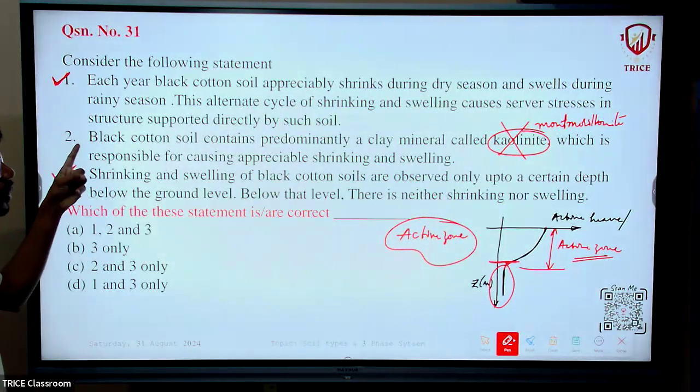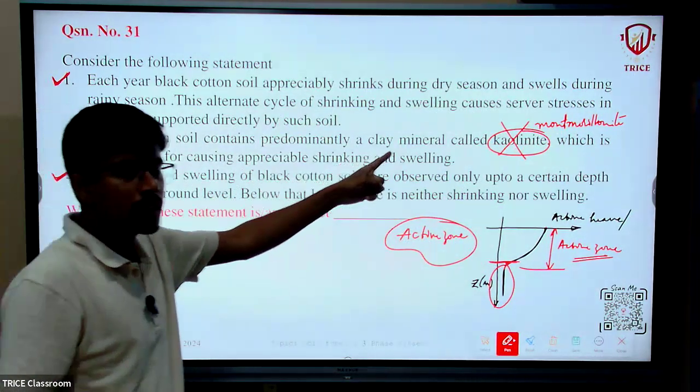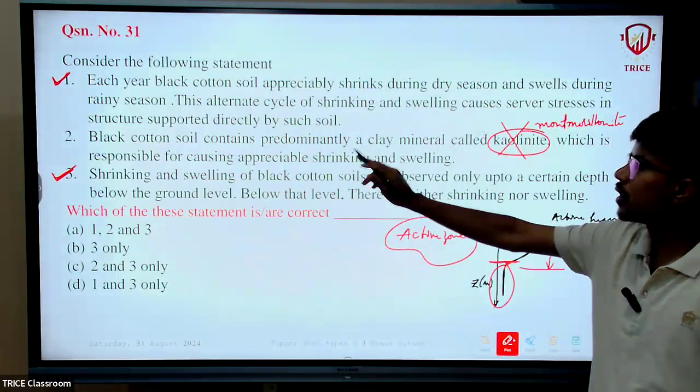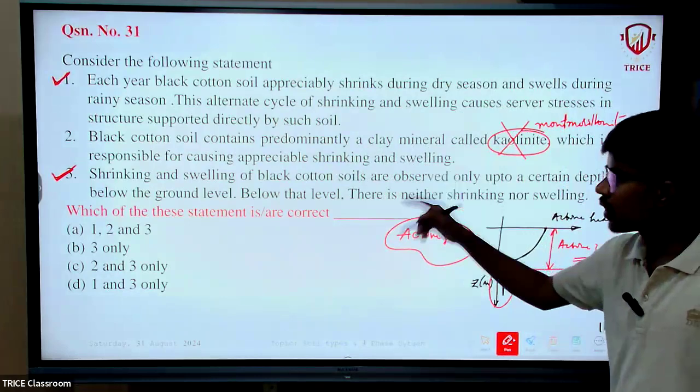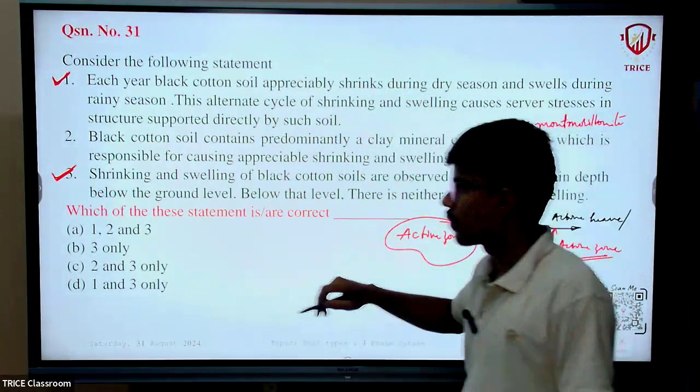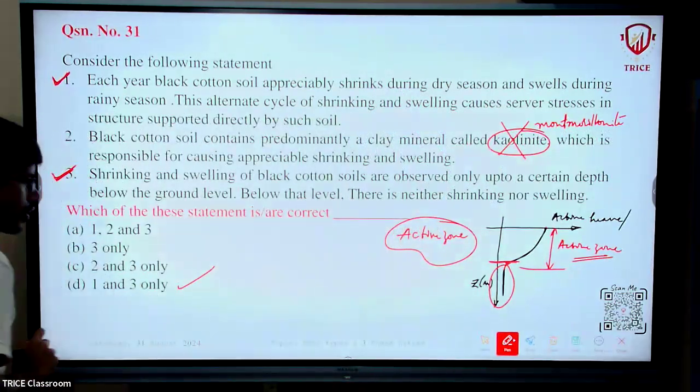If option 2 had said montmorillonite instead of kaolinite, we could say option 2 is also correct. But for this question, only options 1 and 3 are correct. Therefore, the answer is option 4.